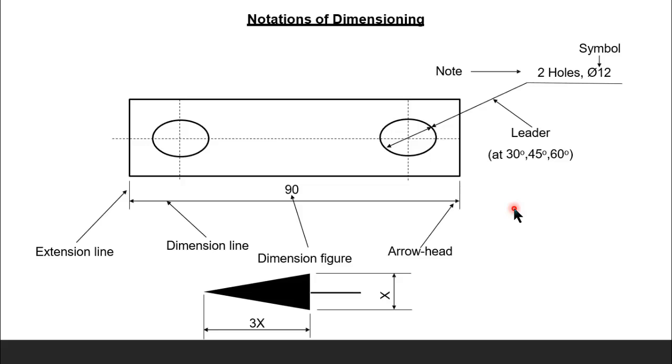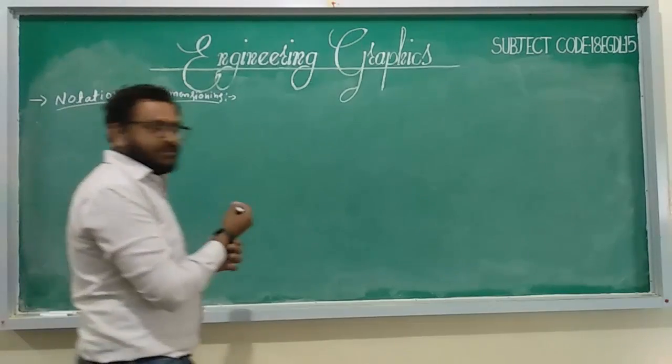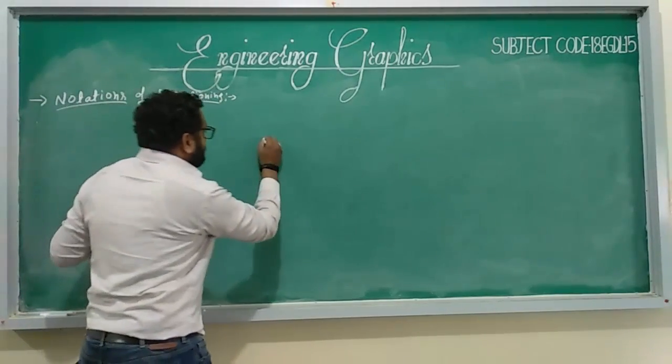These are the main notations in the dimension. The same we can see in the blackboard explanation here. Okay, so notation of dimensioning. What are the notations of dimensioning we will follow here?